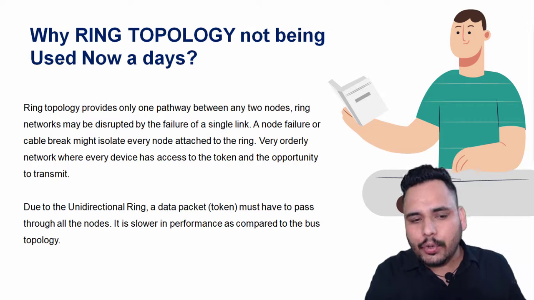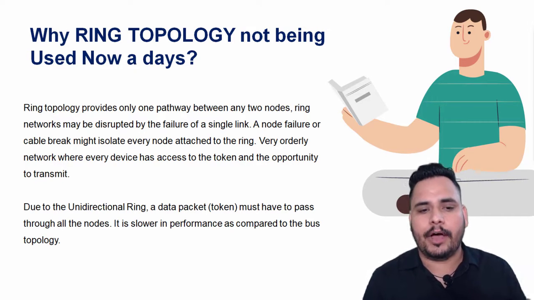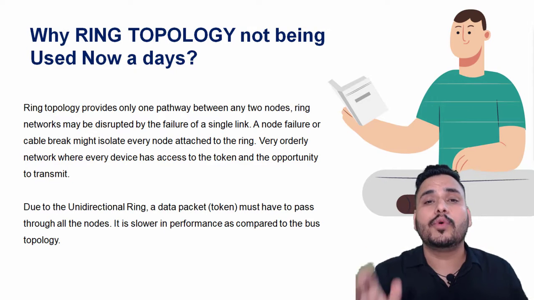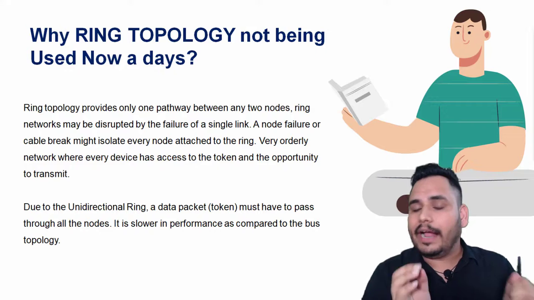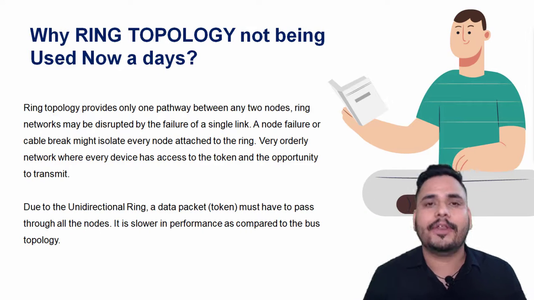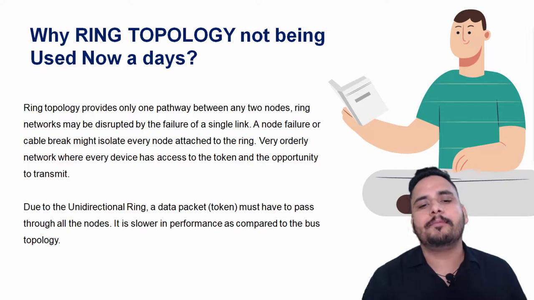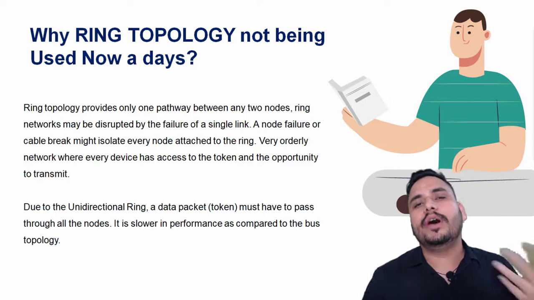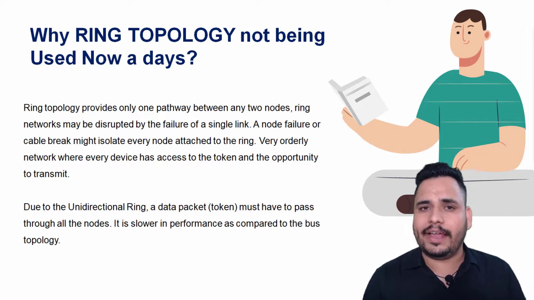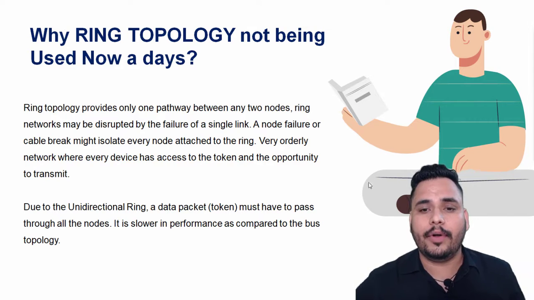In a unidirectional ring, there is a problem: a data packet or token must pass through all the nodes. So if data is passing from the first node through every node, it is slower in performance compared to other topologies. So neither bus topology nor ring topology is used nowadays.